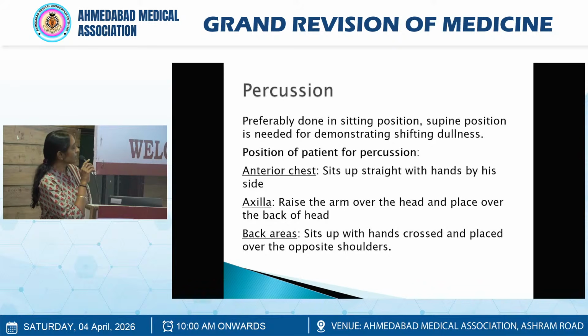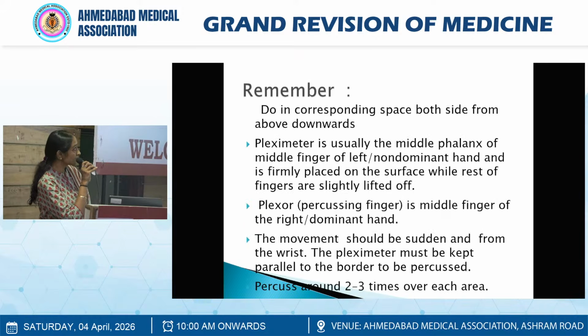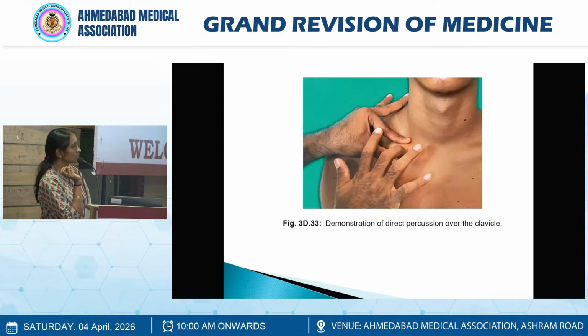Percussion again is done in the anterior chest, in the axilla and the back areas. The position I have already discussed. Remember, plexor and pleximeter finger, how to use the percussion: there should be at least 2 to 3 strokes. The movement should be free at the wrist.